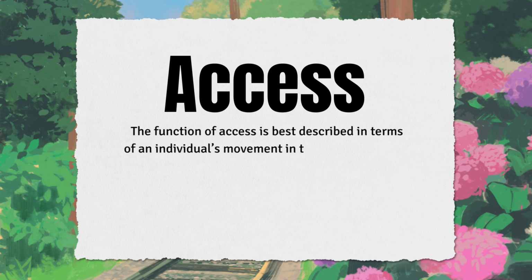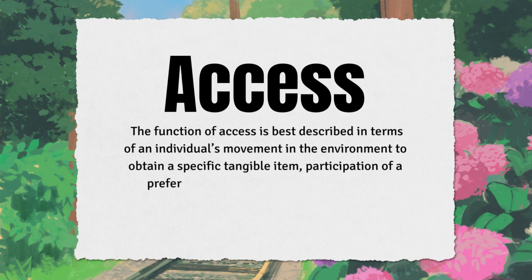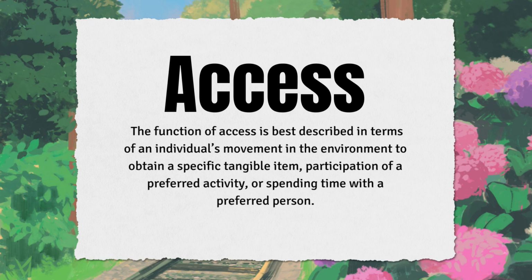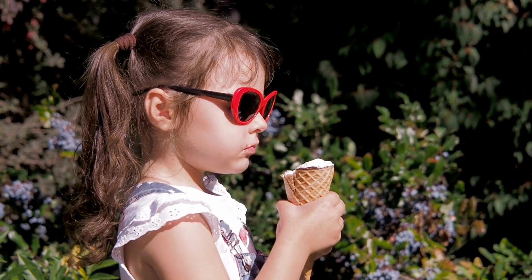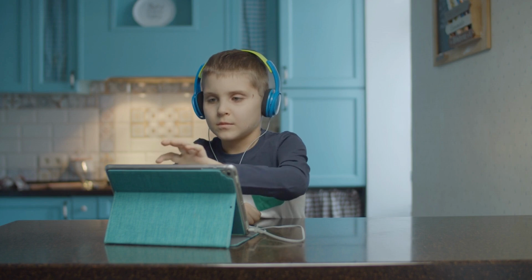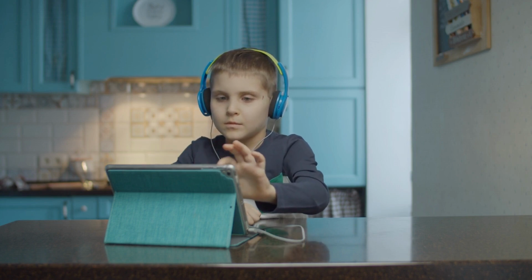Number 1, access. The function of access is best described in terms of an individual's movement in the environment to obtain a specific tangible item, the participation of a preferred activity, or spending time with a preferred person. Examples could be a child screaming for an ice cream, or a boy tantruming for screen time on his tablet.